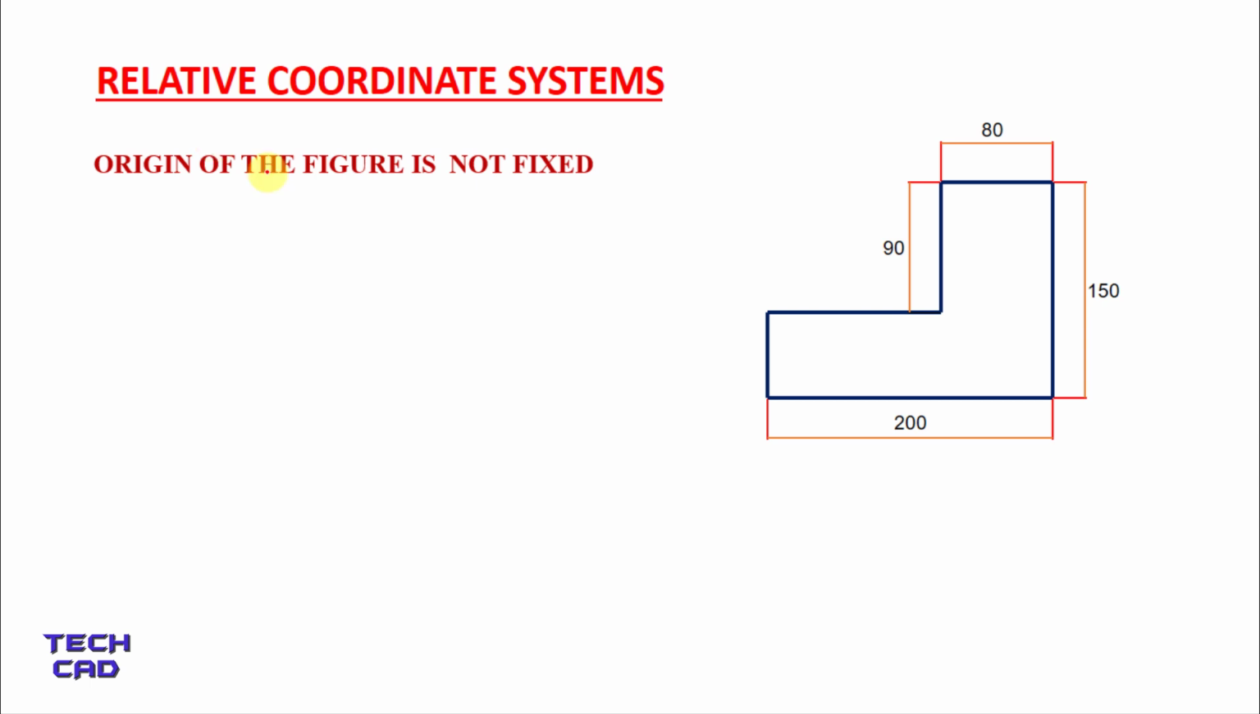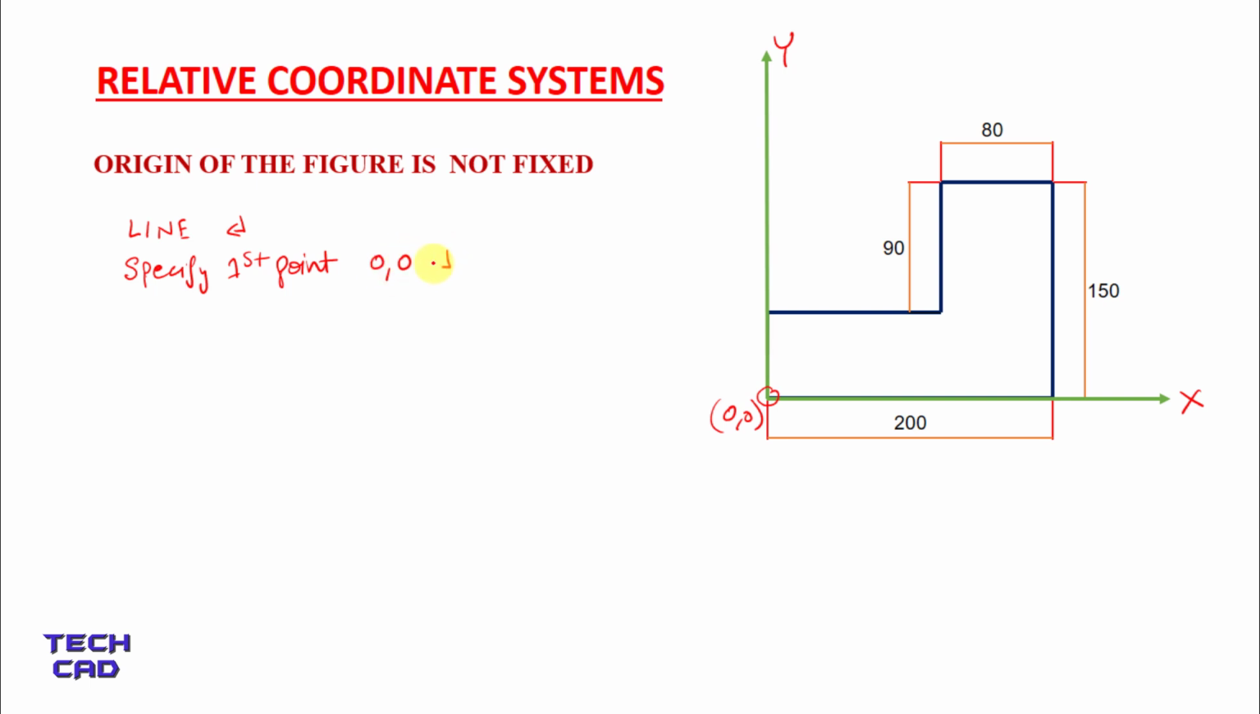Whatever figure you have, you first select the origin of the figure. Let us suppose I selected this point as 0, 0. It means I am going to represent this figure in the XY coordinate system like this. Now let's start the programming of it. First of all, I am going to take a line in AutoCAD and press enter. It will ask you to specify the first point, and that first point is my origin, that is 0, 0, and then enter.